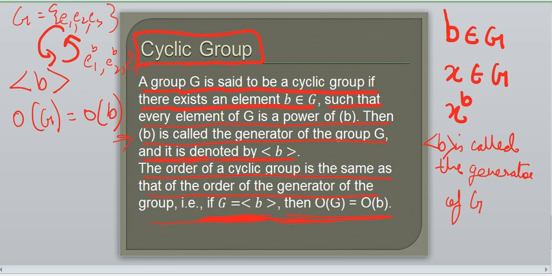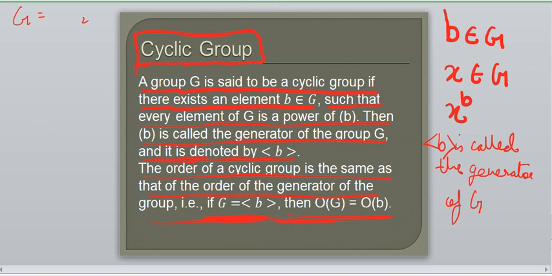Okay, students. Now looking at this definition, you will not understand anything. So let me give you a mathematical example. Let's rub off whatever I have written here. More or less you have understood. How are we going to get a generator for the cyclic group?